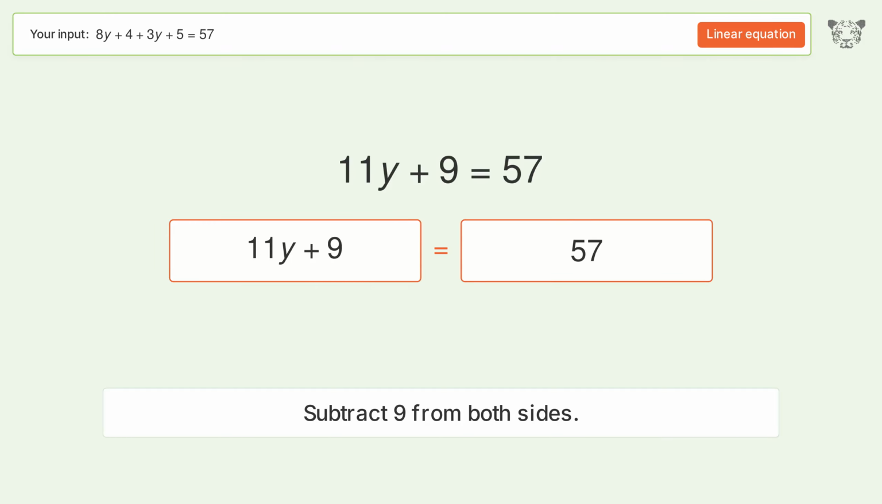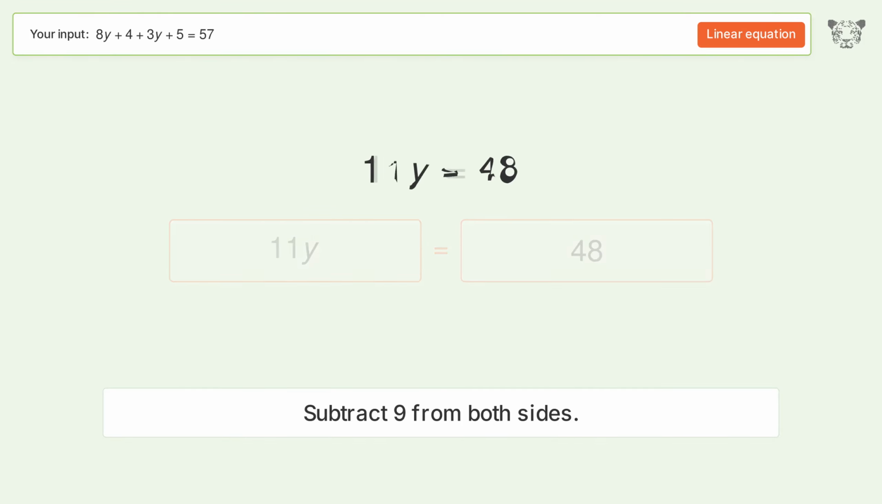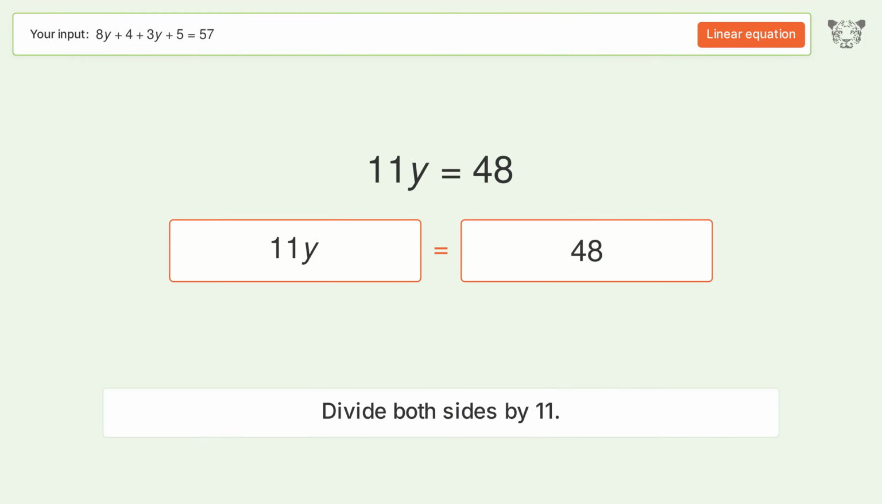Subtract 9 from both sides so the variable term stands alone. That gives 11 times y equals 48. The variable coefficient is 11. Divide both sides by 11 to leave the variable alone.